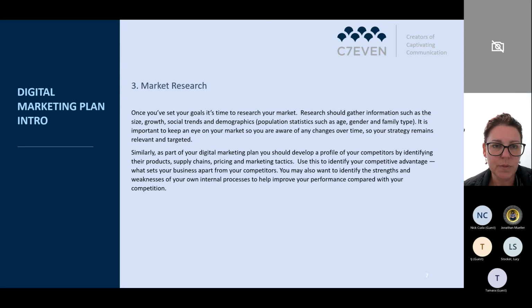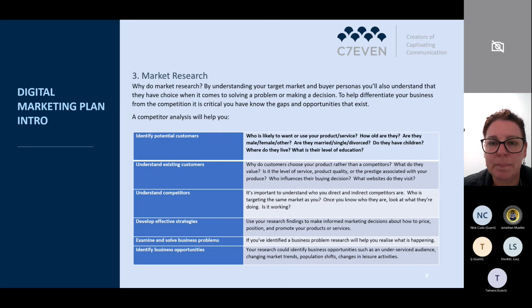So when we look at market research, we want to understand target markets. We want to understand buyer personas. And we also want to be aware that they have choice when it comes to solving a problem or making a decision. This goes for everything, whether it's where are we going to eat, where are we going to stay, what are we going to do. It's basically the same process, regardless of whether we're talking about a product or a service. To help differentiate your business from the competition, it's critical to know the gaps and the opportunities that exist. And this is where we'll start to progress into the SWOT analysis in a minute.